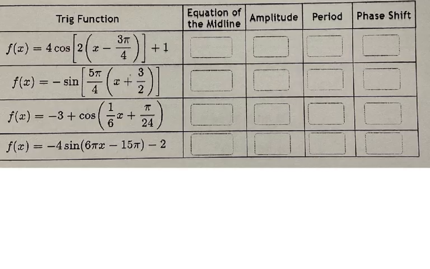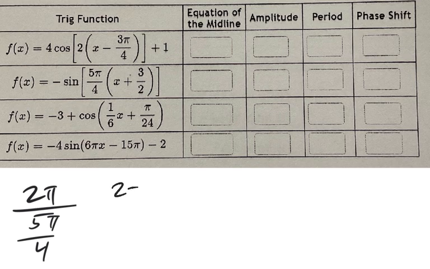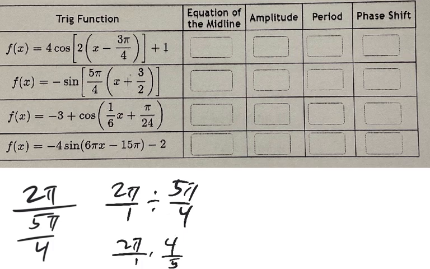Questions? So this one I would do 2 pi divided by 5 pi over 4. So for me, I make that 2 pi over 1 divided by 5 pi over 4. 2 pi over 1 times the reciprocal. Okay, pi's cancel. 2 times 4 is 8. So 8/5.